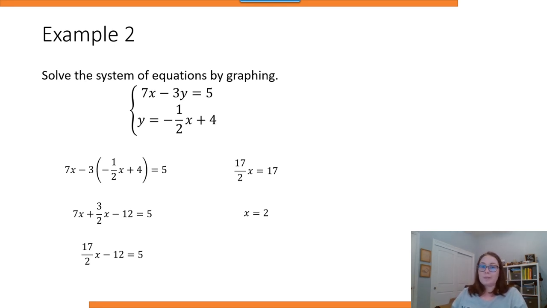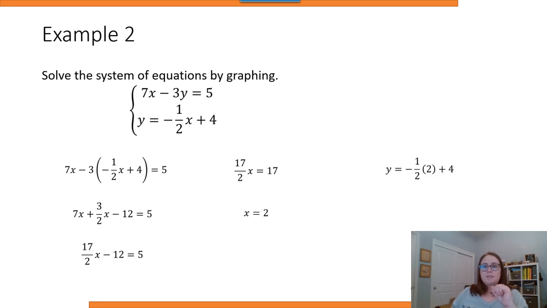I've found x, but I can't stop there because I also need to find y. So I'm going to take the x that I found, go back to the original two equations, and plug it into one of those to find y. You can do it with either one because it has to be a solution to both. I'm going to pick the second one simply because it's already solved for y, less work for me to do.